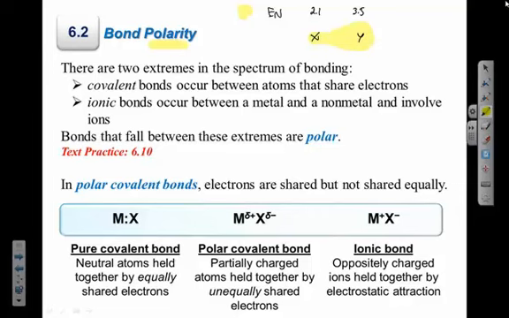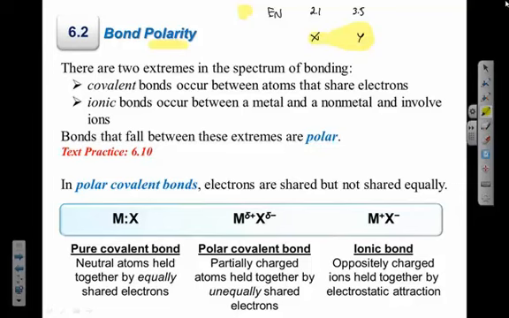And so that's the result of electronegativity. When two atoms are sharing electrons, and they don't have the same electronegativity, the electrons will not be shared evenly between them. The electrons will naturally shift toward whatever atom attracts them more.